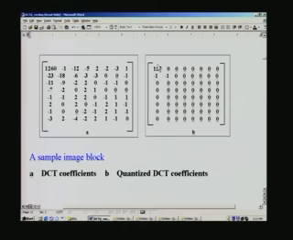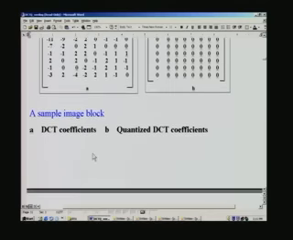So, as I mentioned earlier, the purpose of DCTQ is to convert as many values to zeros as possible, which need not be encoded in the VLC, and that is how we bring about compression. And so, we will see more in our next lecture. Thank you.